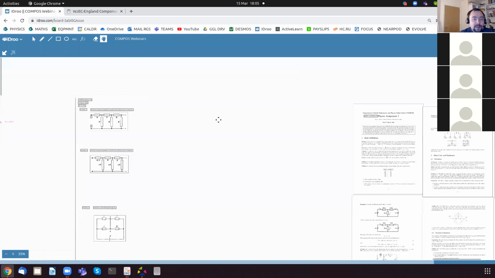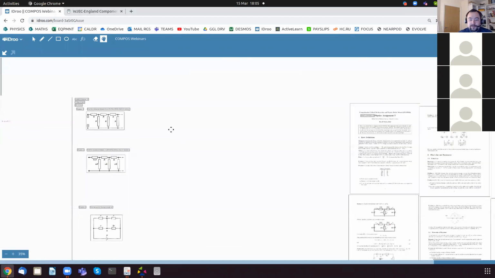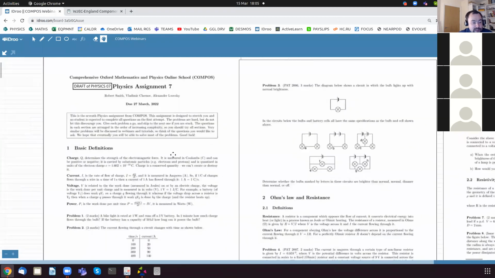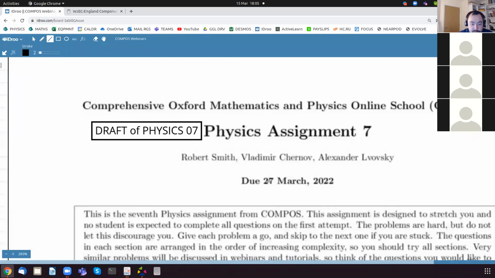So I'm going to share my screen and let's get to it. I'll just open the chat so you can see what you're doing. Right, so here's the assignment. It's going to be very similar to that. There are just a few changes coming up. The first thing is the due date. The due date will be the 3rd of April, so you have an extra week as promised.